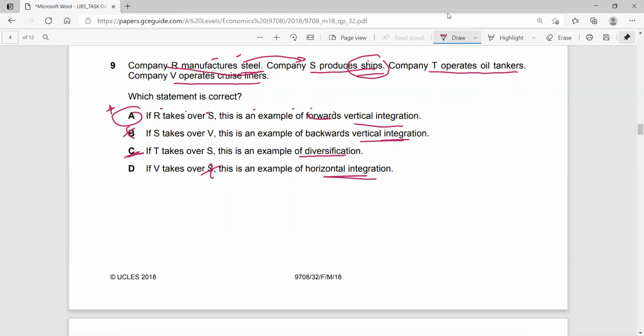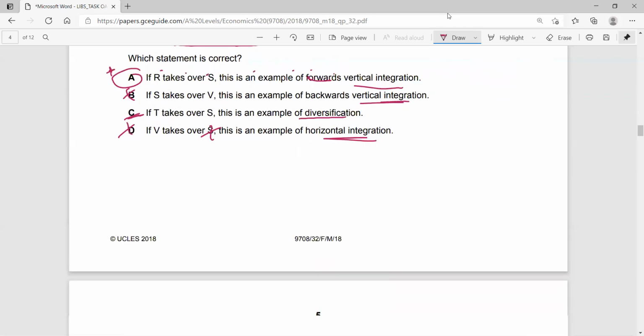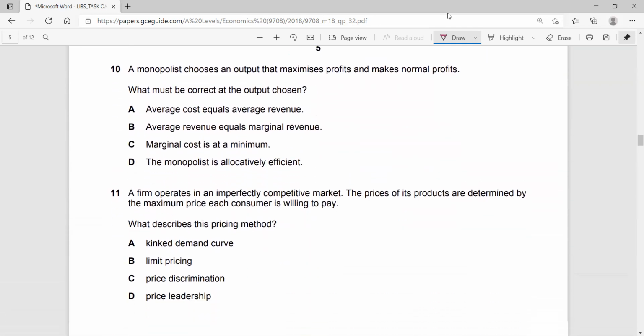So these are in the same stage of production, sure, but within the same industry. So cruise liners and ships are still different. So they're not really in the same industry. And thus this is not going to be your answer.